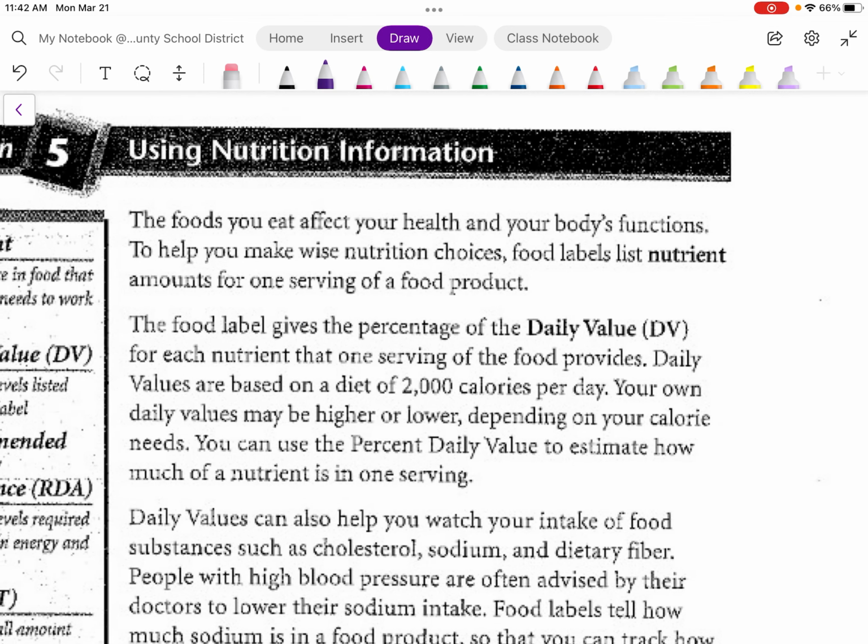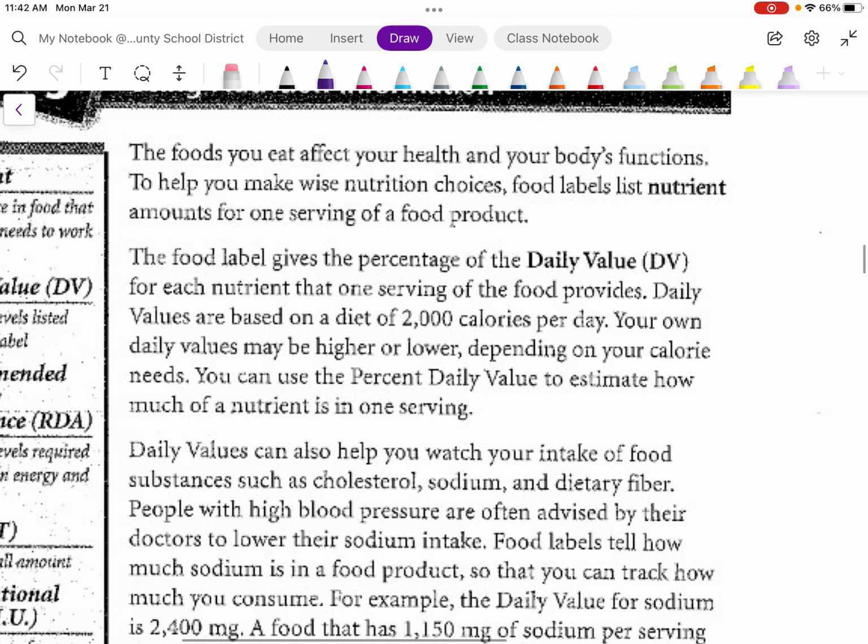The foods you eat affect your health and your body's functions. To help you make wise nutrition choices, food labels list nutrient amounts for one serving of a food product. The food label gives the percentage of the daily value for each nutrient that one serving of the food provides. Daily values are based on a diet of 2,000 calories per day. Your own daily values may be higher or lower depending on your calorie needs.